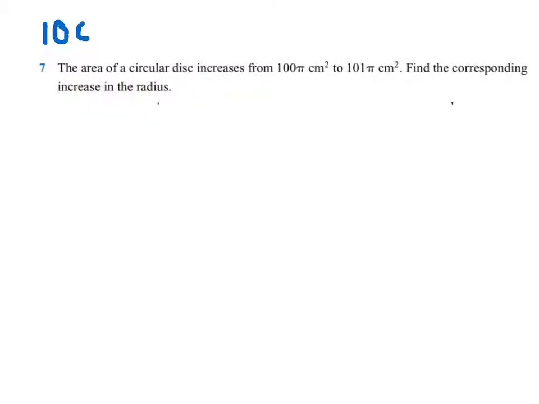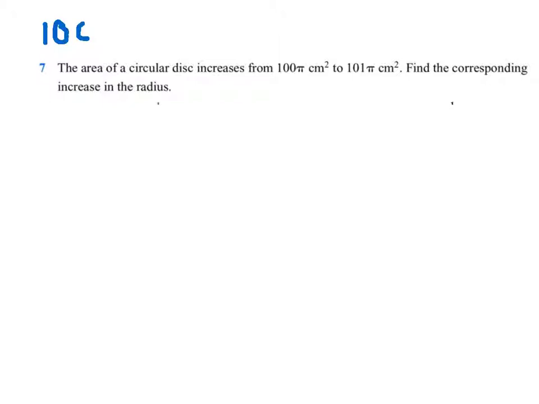So this is exercise 10C, question 7. The area of a circular disc increases from 100 pi to 101 pi centimeters squared. Find the corresponding increase in the radius. So this is a question about linear approximation. In this case, we're not asked to find the new radius, we're just asked to find the increase in the radius.